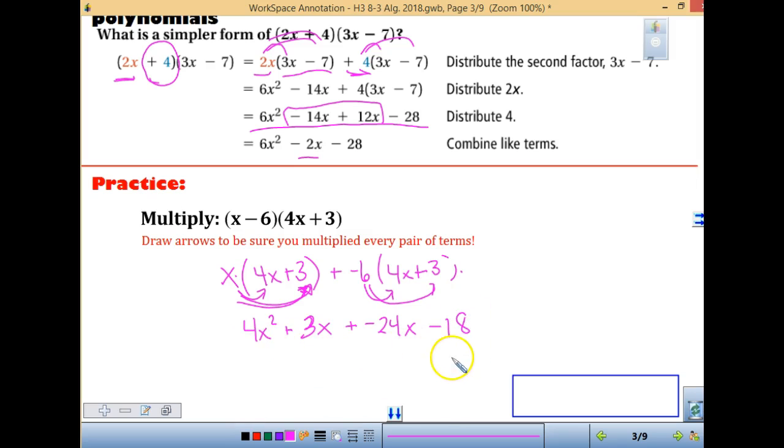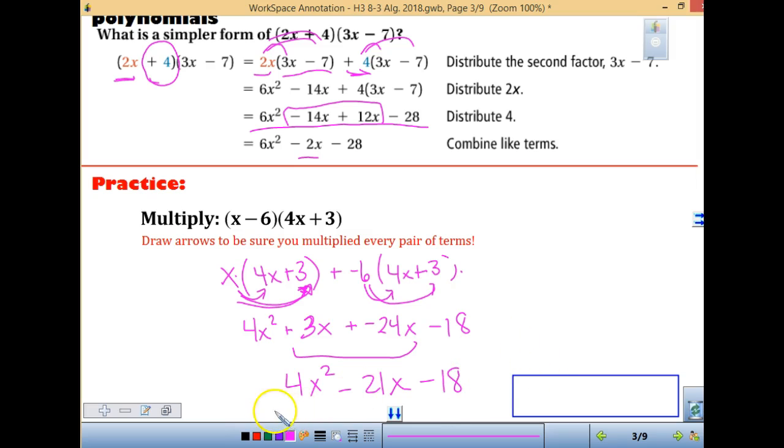So you want to write down all of these. Don't skip the steps. Please show all of this. And these are our like terms that can be added together. So at this point, we have just a polynomial, but it's going to simplify to 4x squared. Adding our like terms as I add those, Abby Lynn, I'm going to end up with minus 21x, and then I have minus 18.